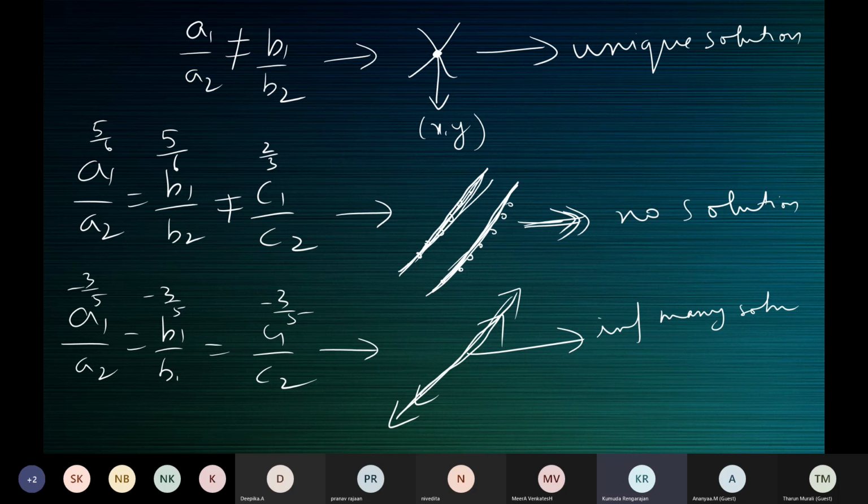By comparing the ratios, without solving, we did not make the graph and we did not solve it algebraically. Just by comparing the ratios, you can decide the nature of the lines. The nature of the lines can be decided without solving the equations. So before you solve it, you know whether it will have a unique solution, no solution, or infinitely many solutions.